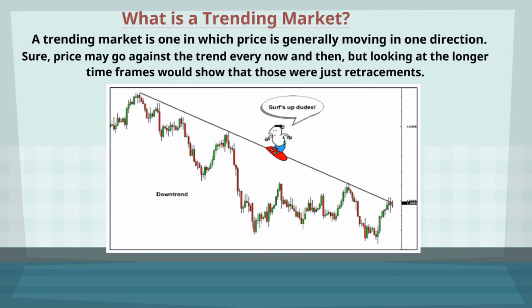Let's come to the second lesson. What is a trending market? A trending market is one in which price is generally moving in one direction. Sure, price may go against the trend every now and then, but looking at the longer time frames would show that those were just retracements.